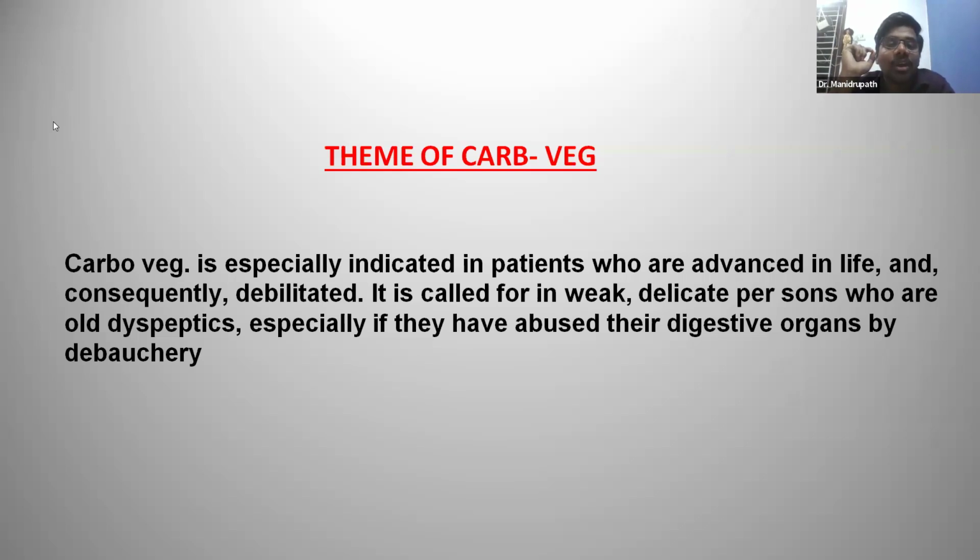Carbo veg is one of the remedies. Ambra is one of the remedies. Aluminium is one of the remedies. Here, what is written, you see, especially if they have abused their digestive organs. The action is on digestive organs. Concentrate on these. Carbo veg does wonders.